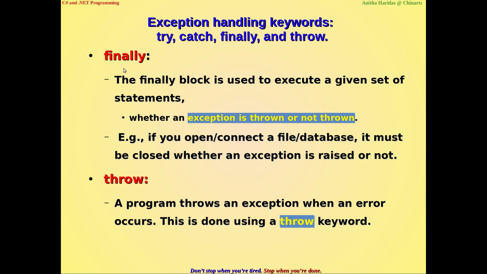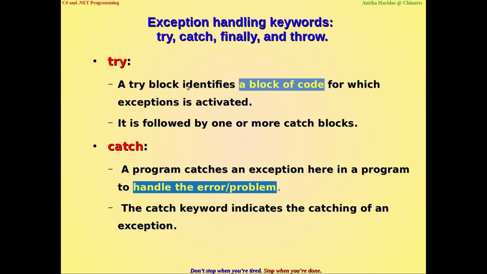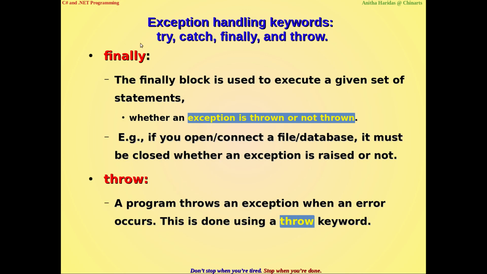And the third one is finally. The finally block is used to execute a given set of statements whether an exception is thrown or not. You can observe here in the try block you find the error. In the catch block you receive the error information and you handle that particular error. And in the finally block, whether an error occurs or not, whether an exception is thrown or not, this block will be executed. Suppose, for example, you have opened a file or you have connected to a database.